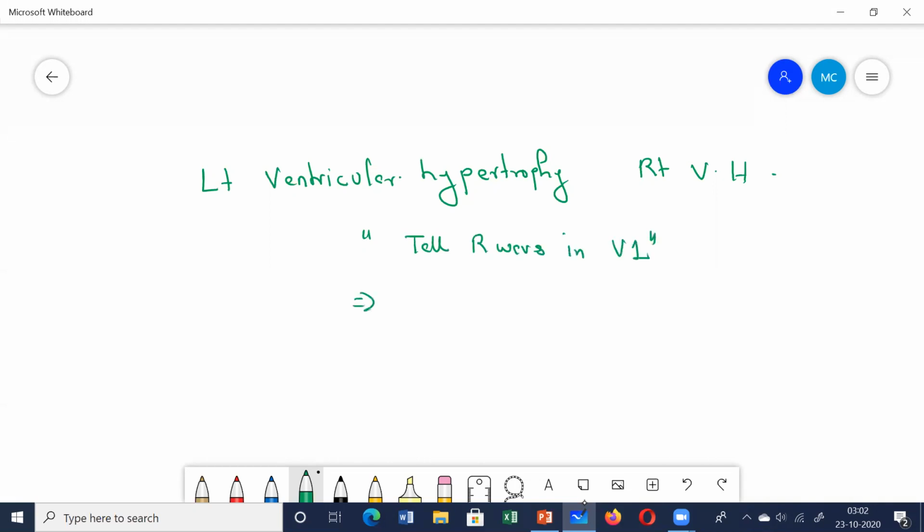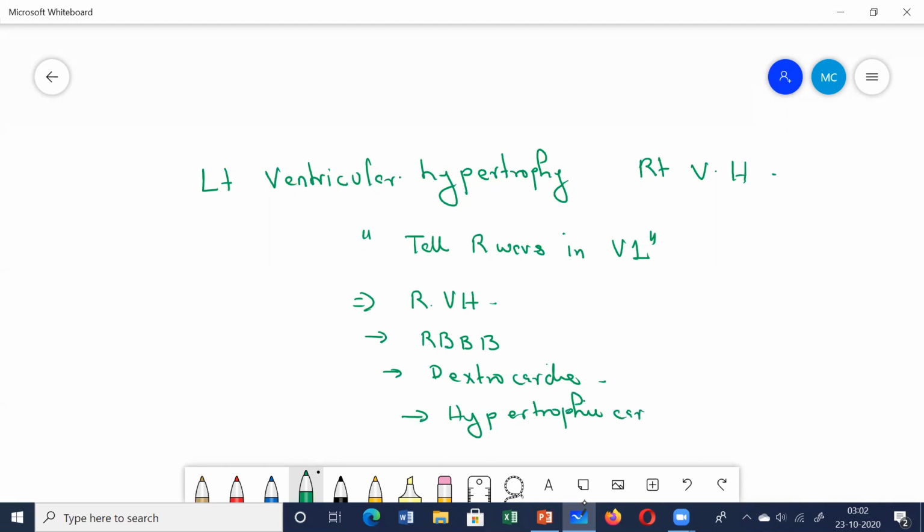Tall R waves in V1: the first most important, right ventricular hypertrophy. Then you have got your right bundle branch block. It can be a case of dextrocardia, or it can be a case of hypertrophic cardiomyopathy. So these are the different things which can occur if you find a tall R wave in V1.